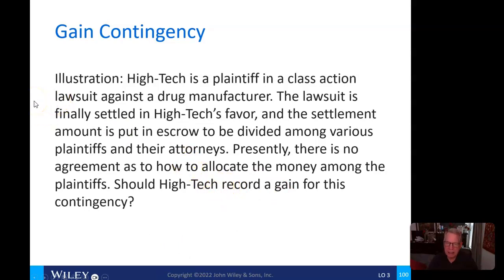I-Chapt is a plaintiff in a class action lawsuit against a drug manufacturer. The lawsuit is finally settled in I-Chapt's favor, and the settlement amount is put in escrow to be divided among various plaintiffs and their attorneys. Presently, there is no agreement as to how to allocate the money among the plaintiffs. How should I-Chapt record a gain for this contingency?